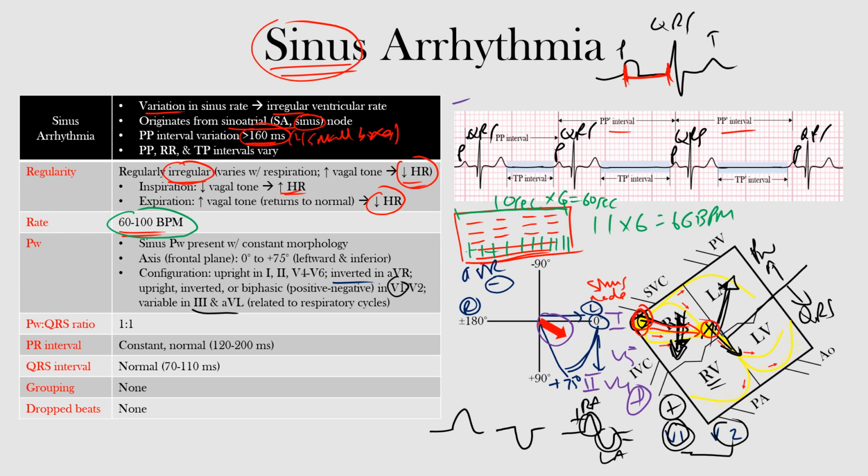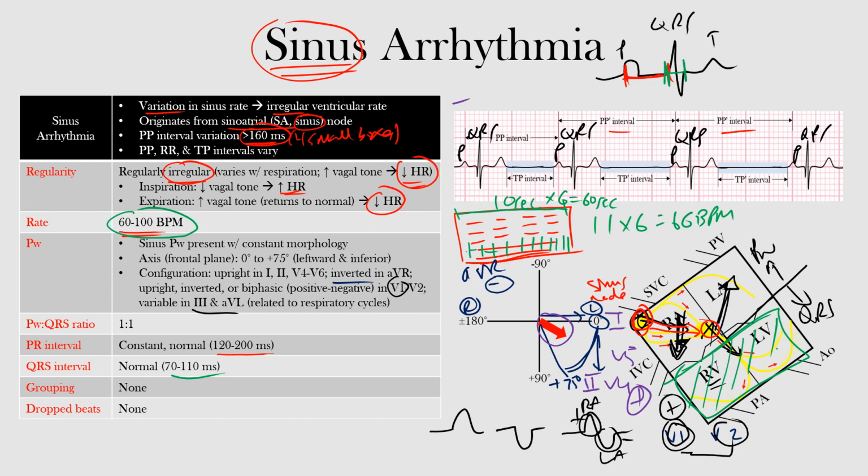So it should be constant, normal throughout, between 120 and 200 milliseconds in adults. The QRS interval is from the beginning of our QRS complex to the end of it, and it should be normal in this case. It should be between 70 and 110 milliseconds, which is about 2 to 3 of the small boxes. And why is that? Because everything below in our ventricles is happening normally. We have normal intraventricular conduction.